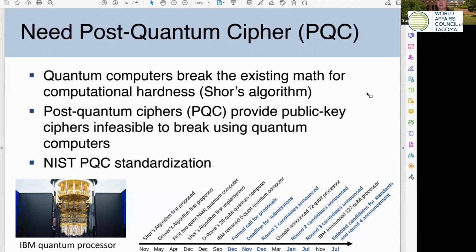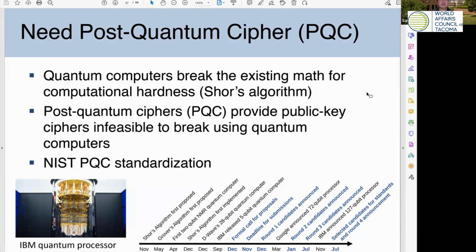And NIST actually had this, and it's still ongoing. We're on round 4, but they started in 2016, so it's getting close to a decade. The way that they did it was they had a standardization. They called for ciphers, and then they had tens of ciphers in round 1. Then they get filtered out. Some get added in round 2, and so on.